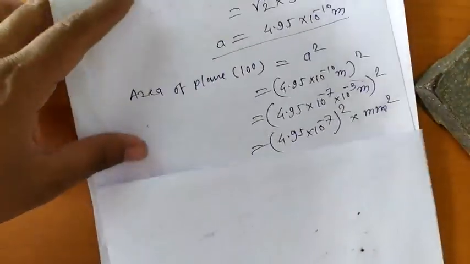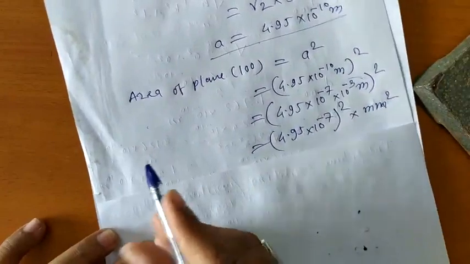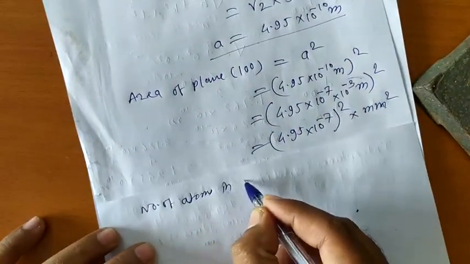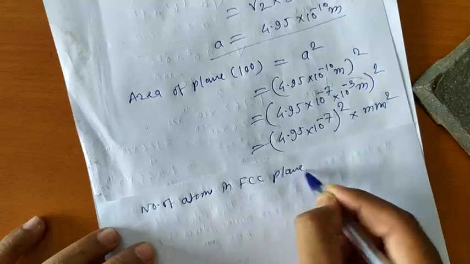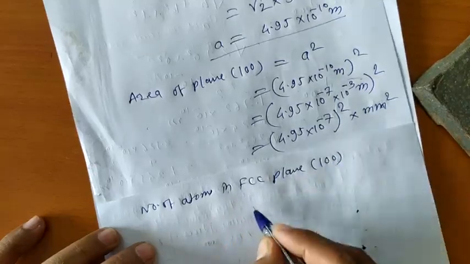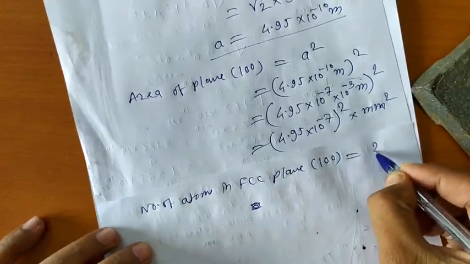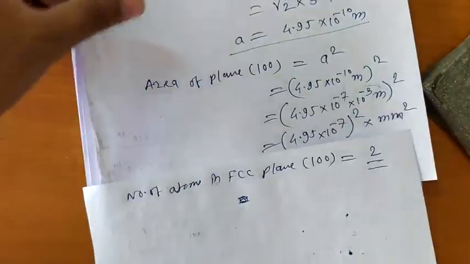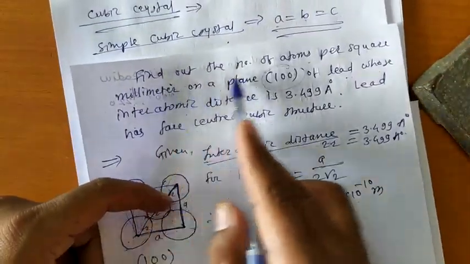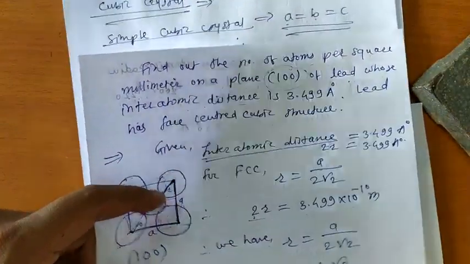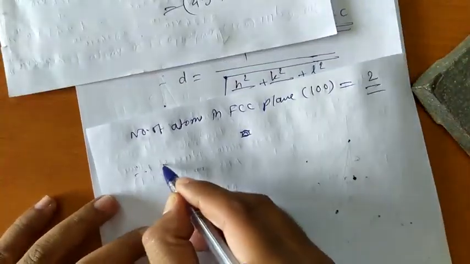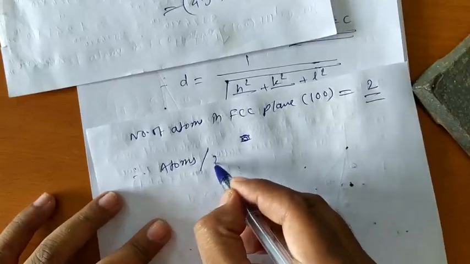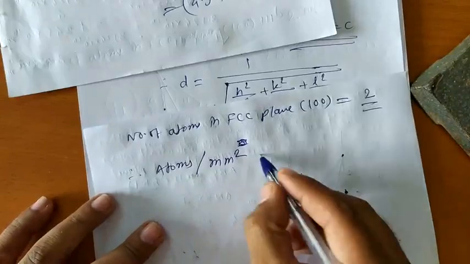Therefore, we have number of atoms in FCC plane 100 equal to किती atoms आहेत, 2 atoms. Now we have to calculate number of atoms per square millimeter. Therefore, atoms per square millimeter must be equal to atoms.